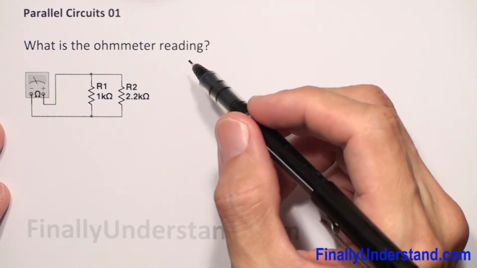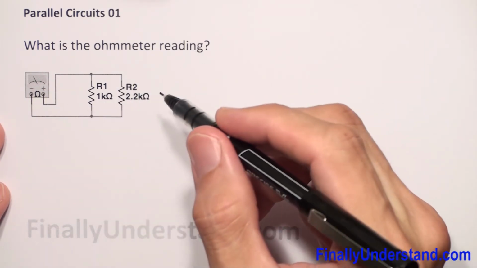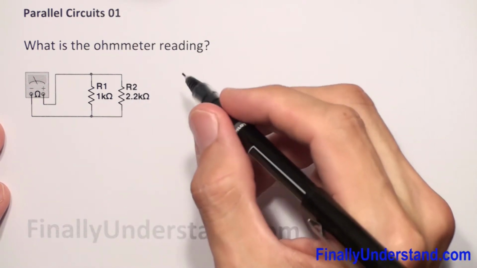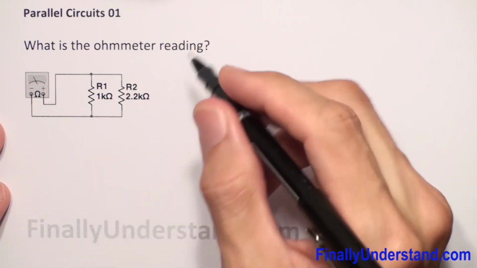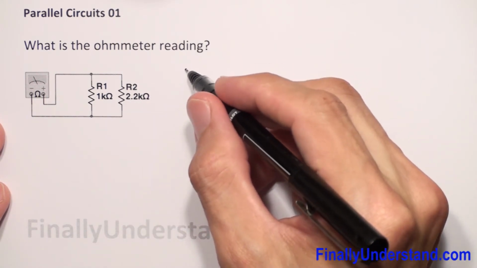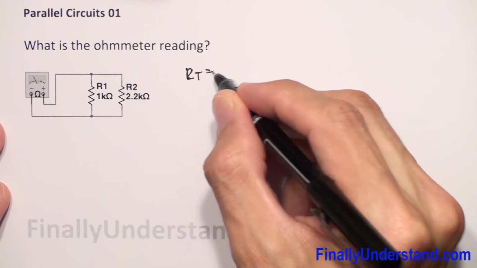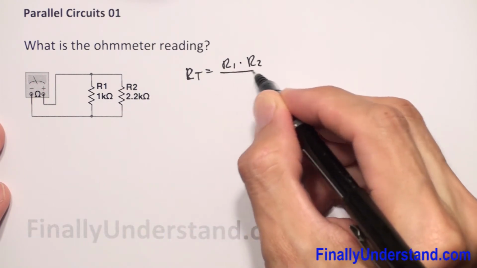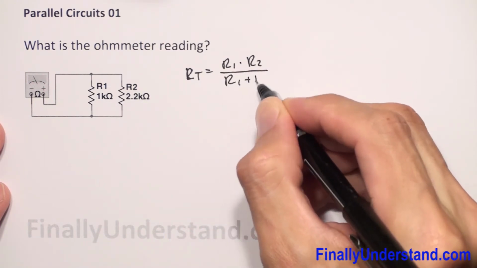We have to find the reading of the ohm meter. Simply, we have to find the total resistance of this circuit. So because I have two resistors only, I'm going to use the formula which is called product over the sum. So we have R total is equal to R1 times R2 over R1 plus R2.